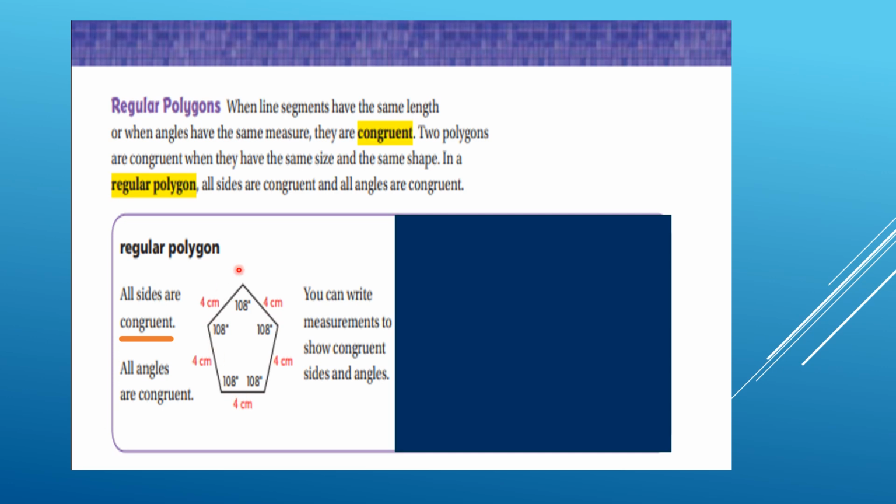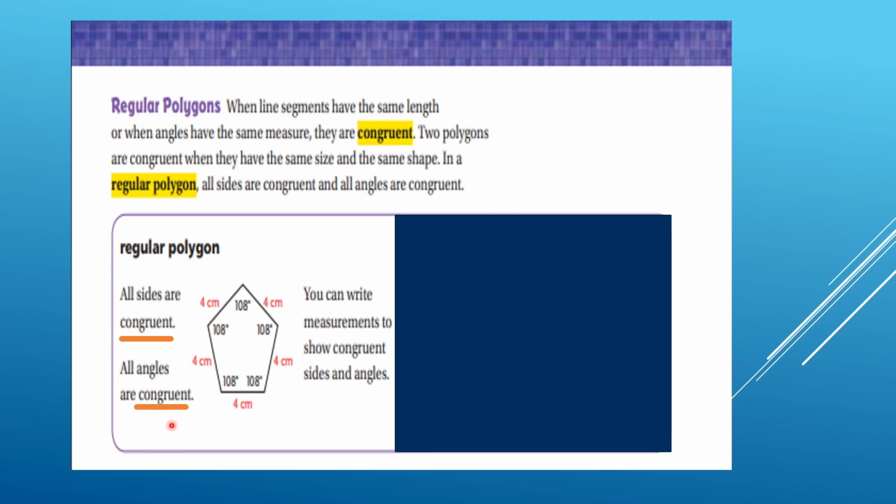Very good. Now there's another condition here. All angles are congruent. Look at the angles. 108 degrees. Do you see this small circle here on top of each number? This is the symbol for the angle. 108 degrees. Are the angles the same? Are the angles congruent? Yes, they are.